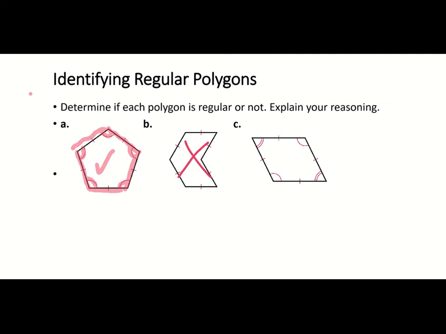And then for C, all 4 sides are the same. They all have 1 tick mark. And then if you look at angles, they have 2 different angle measures. So that means that this figure is not a regular polygon because all the angles and all the sides are not the same.